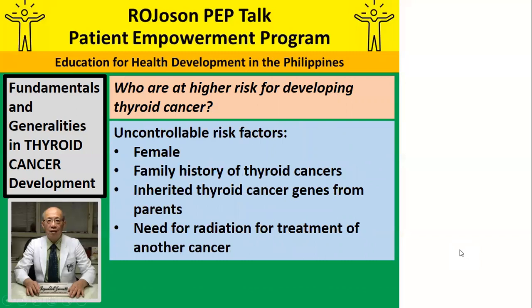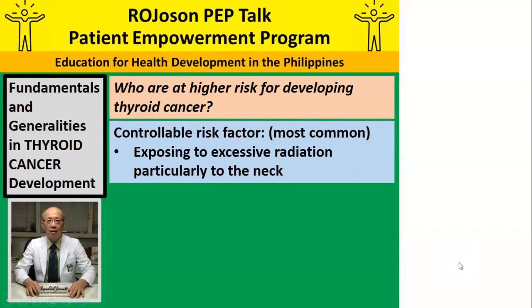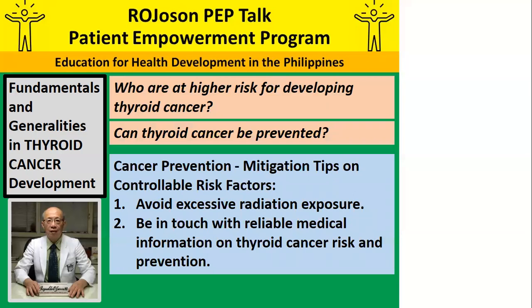These are some of the uncontrollable risk factors: being female, family history of thyroid cancer, inherited thyroid cancer genes from parents, and the need for radiation for treatment of another cancer. Controllable risk factors: the most common is exposure to excessive radiation, particularly to the neck. As much as possible, minimize this. So, cancer prevention and mitigation tips on controllable risk factors: avoid excessive radiation exposure, especially to the neck. Be in touch with reliable medical information on thyroid cancer risk and prevention.